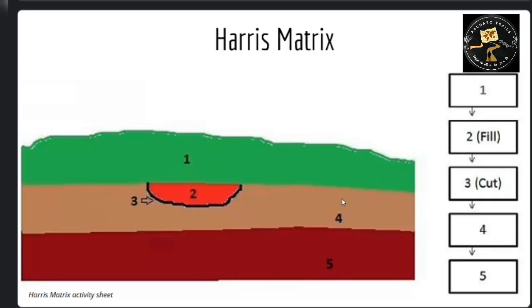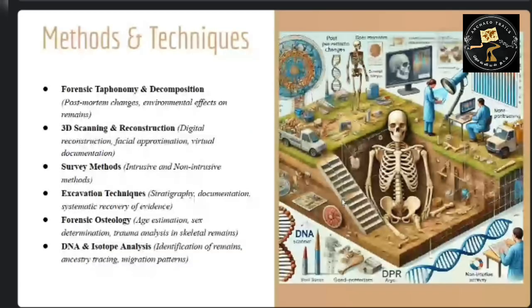Methods and techniques involved in forensic archaeology, like I said earlier: forensic taphonomy and decomposition, which is postmortem changes and environmental effects on remains, should be known. 3D scanning and reconstruction, survey methods, intrusive and non-intrusive methods. Like when I was explaining the key roles of forensic archaeologists, I told about the exploration methods, intrusive and non-intrusive. Intrusive is nothing but where you affect the soil.